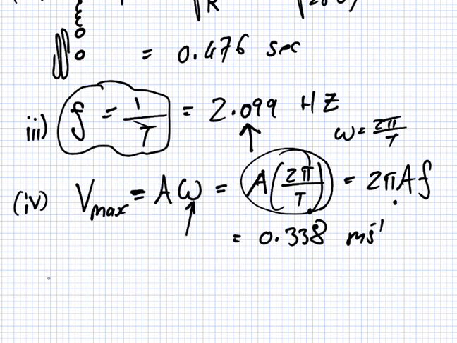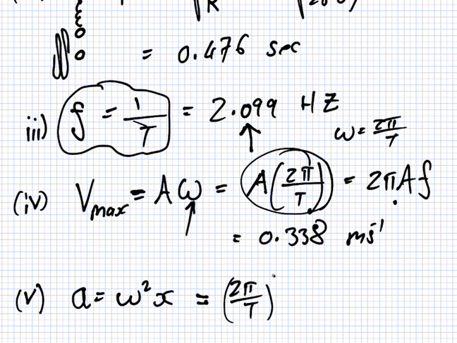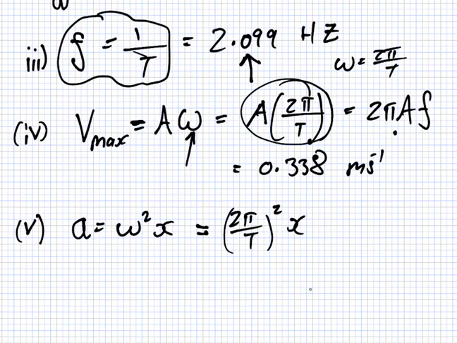The next part is, what is the acceleration? So the formula for acceleration is omega squared x, and they give me the x here. Now I don't know the omega, but I know that it's 2 pi over T, squared, times x. Right, so I'll need to type that in.